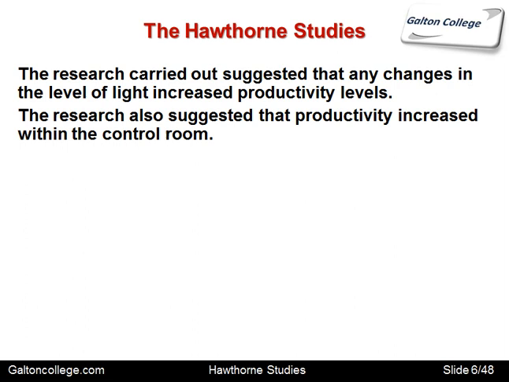The research carried out suggested that any changes in the level of light increased productivity levels. The research also suggested that productivity increased within the control room. So it was a proper experiment. He had a control group and an experimental group, and he varied the amount of light to see what would happen to the amount of output.